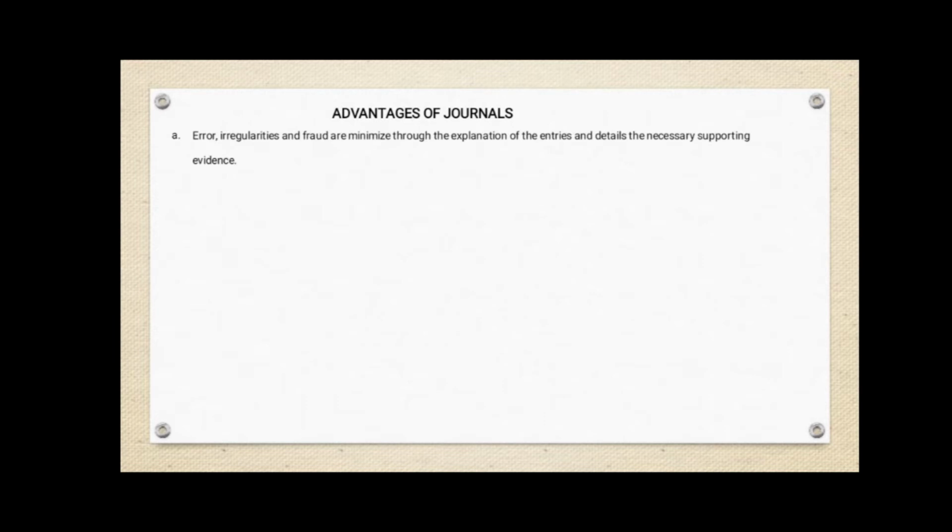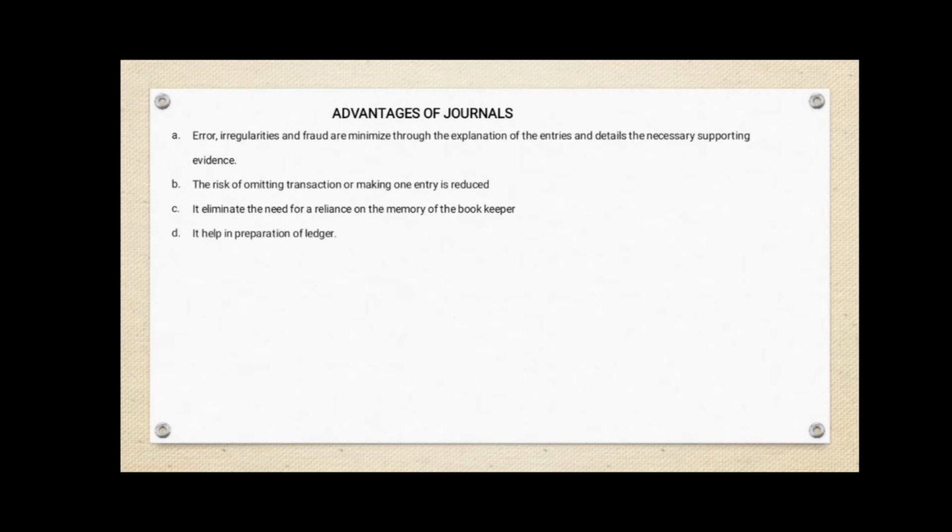Advantages of journals. A. Errors, irregularities and fraud are minimized through the explanation of entries and details of the necessary supporting evidence. B. The risk of omitting a transaction or making one entry is reduced. C. It eliminates the need for reliance on the memory of the bookkeeper. D. It helps in preparation of ledger.